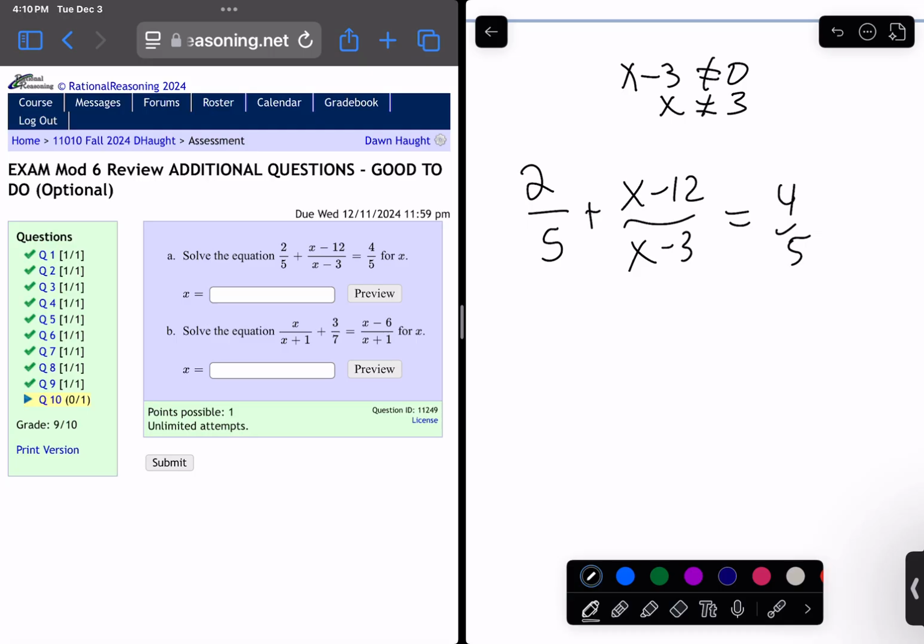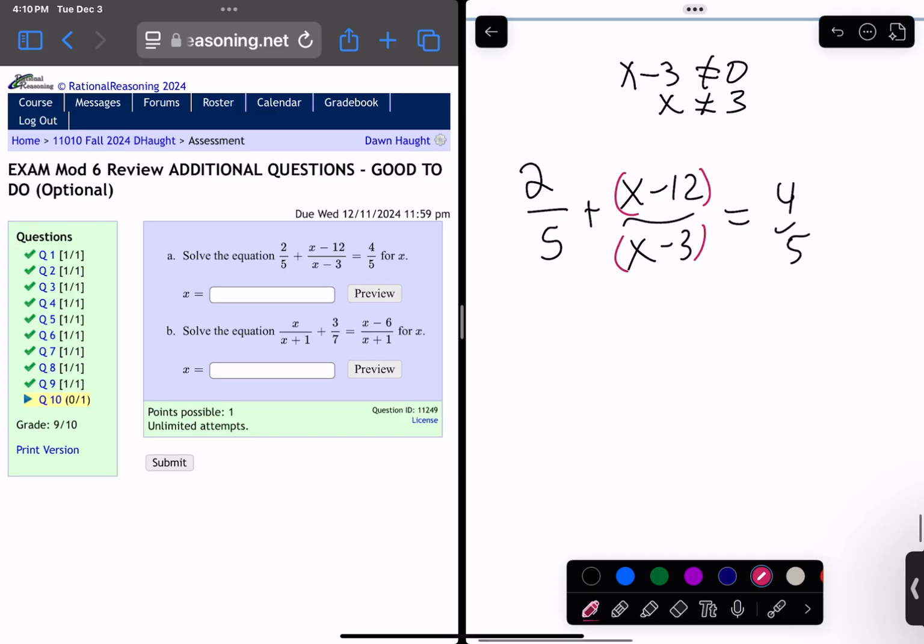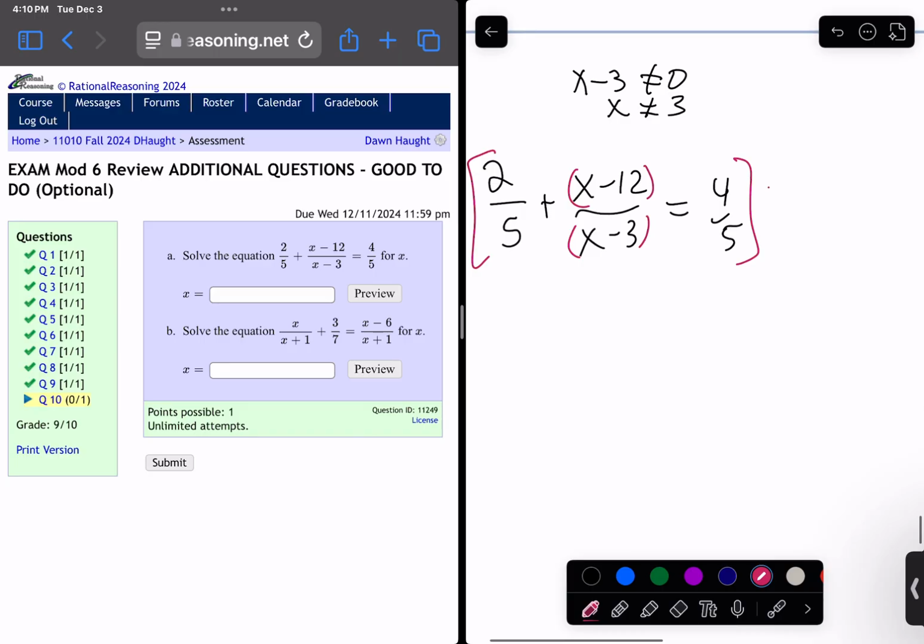Okay, so now how should we proceed? Put anything with more than one term in parentheses. Surround the entire equation by big parentheses or brackets or something like that. We need to multiply through by the least common multiple of all the denominators we see. Well, what do I see? I see a 5 and I see an x minus 3. So I need to multiply through that.